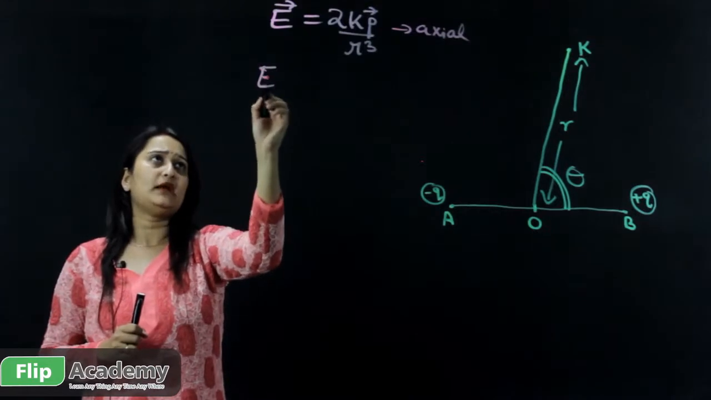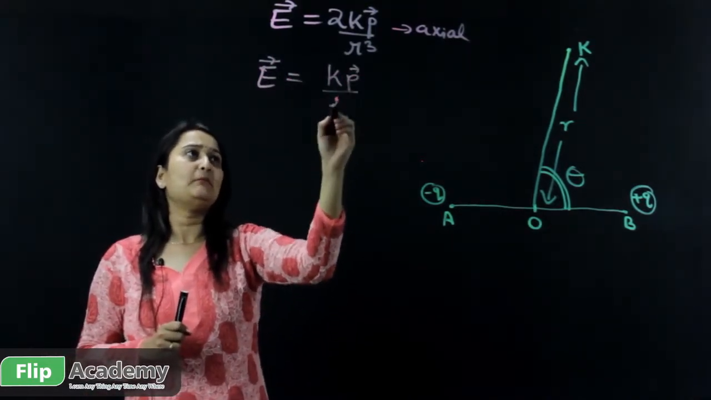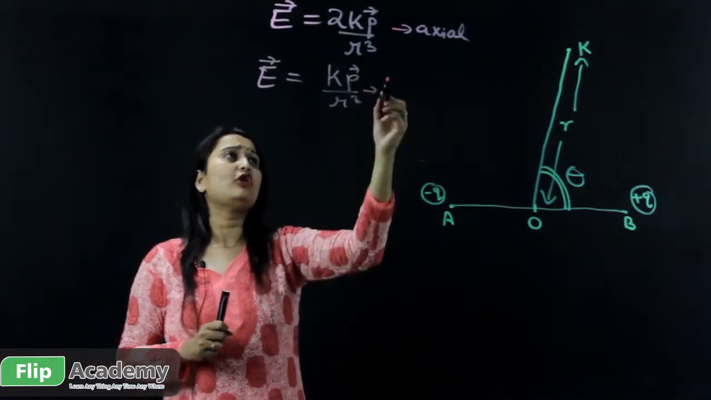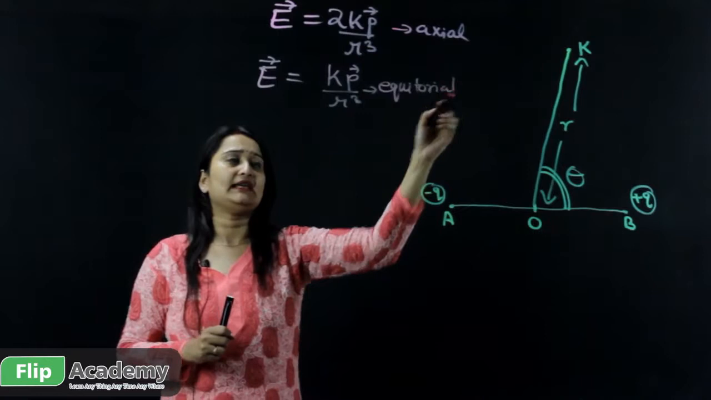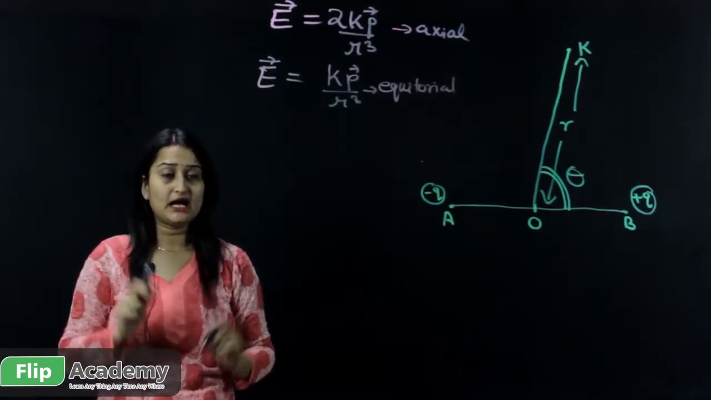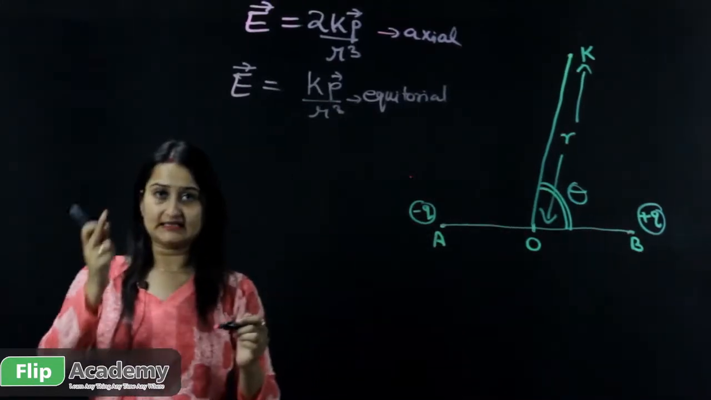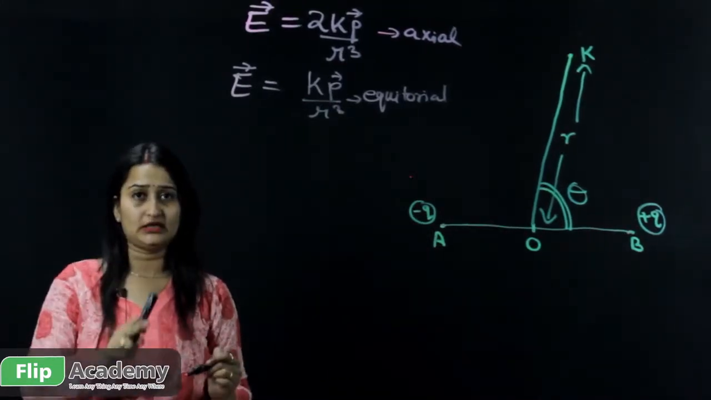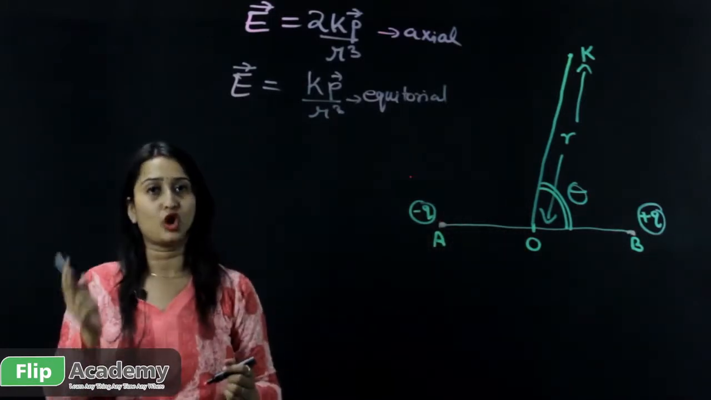The second formula that we have already derived is kP upon r cubed. This is the formula when we considered the equatorial line. Now, these are the two formulas. Referring to these two formulas, we have to divide AB into the axial and the equatorial components. You have to resolve AB into their respective components.